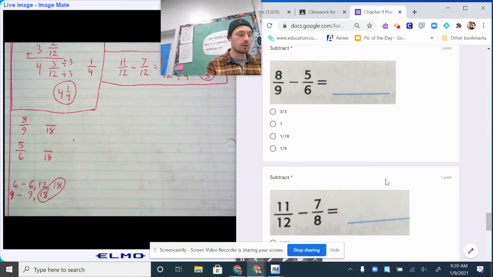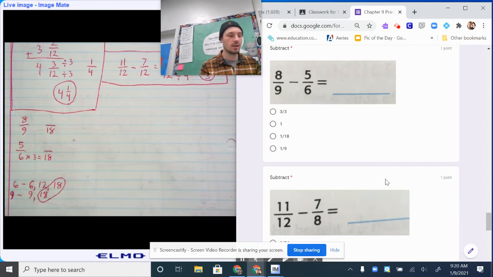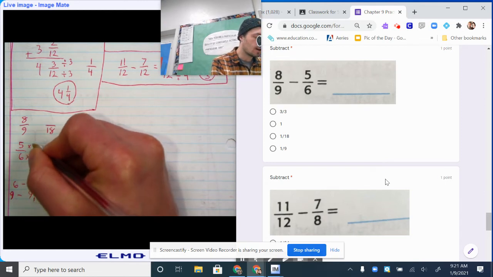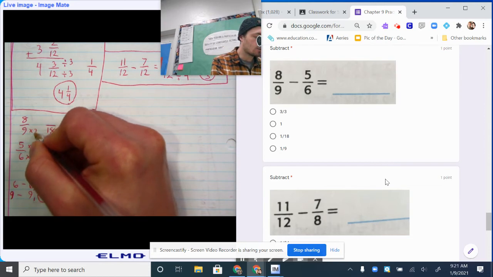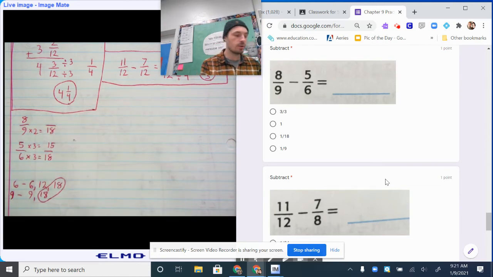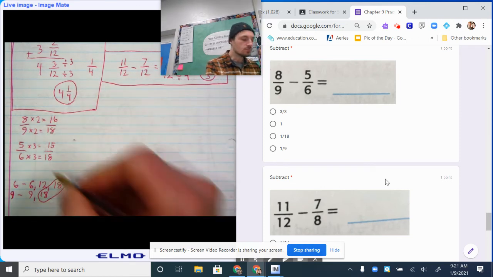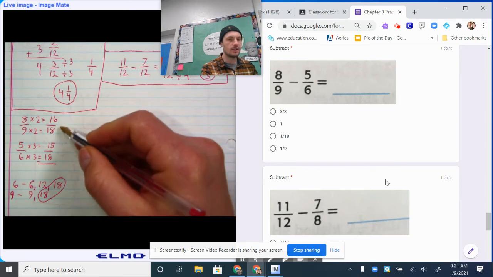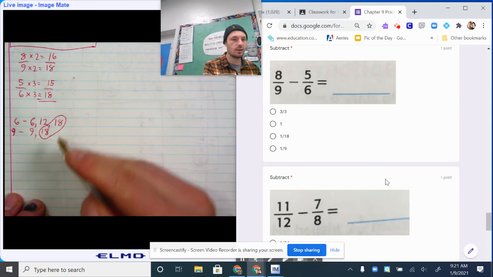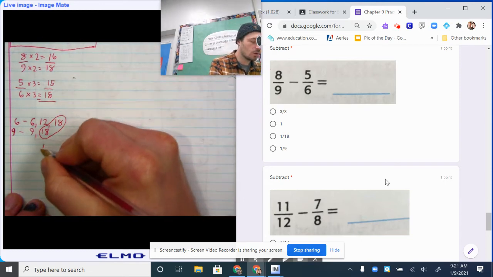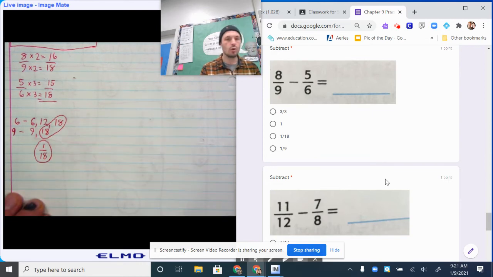And I get my new numerators by multiplying from my old denominator to my new denominator. 6 times 3 is 18. And then whatever I do to the bottom, I do to the top. 5 times 3 is 15. 9 times 2 is 18. Whatever I do to the bottom, I do to the top. 8 times 2 is 16. Now I can subtract because I have like fractions, and I kind of ran out of room here, so I'm going to put my answer down here. 16 minus 15 is 1, and my denominator 18 stays the same. So that's my answer, 1/18.